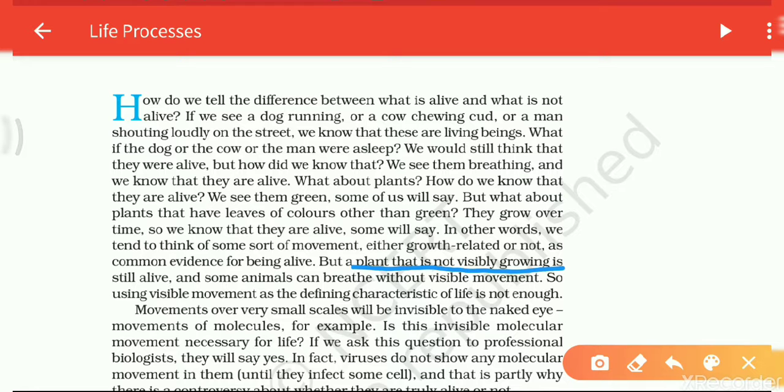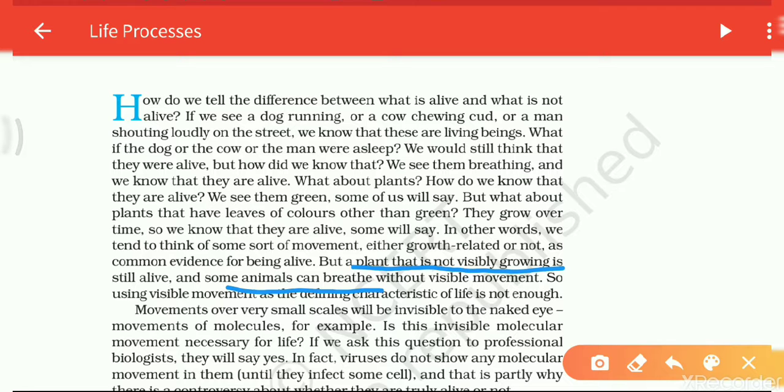And some animals can breathe without visible movement. Yes, animals can also breathe, but we cannot see the visible movement of the breath of the animals, but they will still be considered alive. Then we can say that movement is not the best criterion. On the basis of movement alone we cannot say that this organism is alive, because here it is also written that some animals can breathe without visible movement.